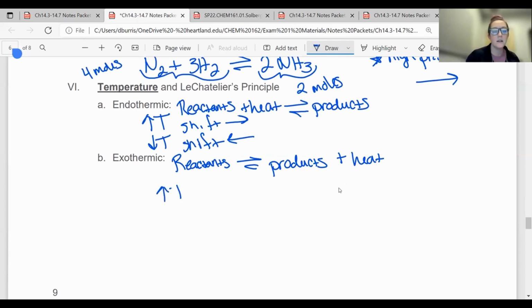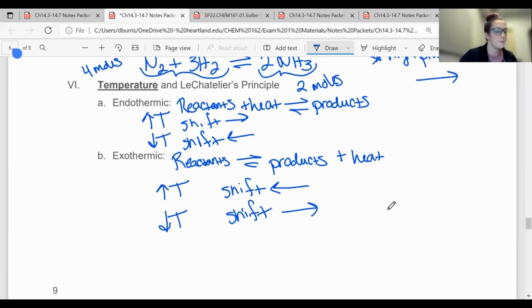So if I increase the temperature of an exothermic reaction, that would be like adding heat in, it's going to shift away from the heat, so it's going to shift left. If I add heat in, it's going to shift to the left side. And if I decrease the temperature or cool it down, that would be like taking heat out, it's going to shift to the right side to kind of fill that in.